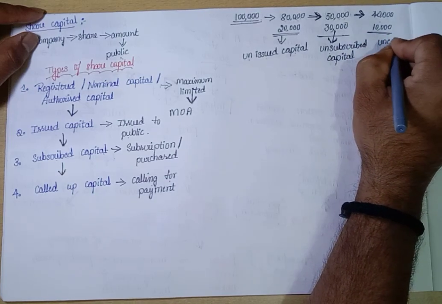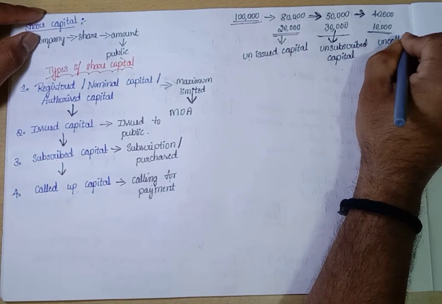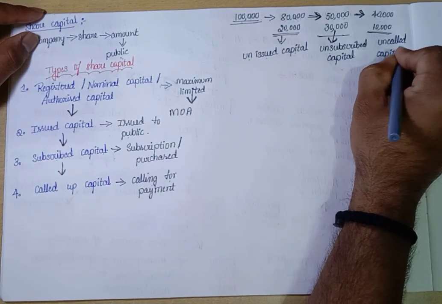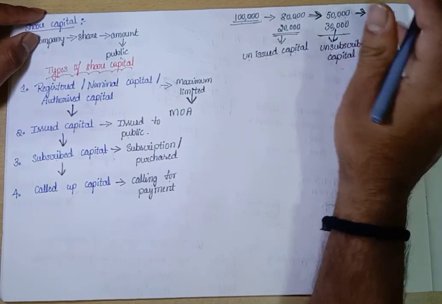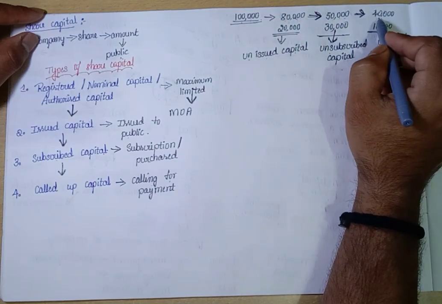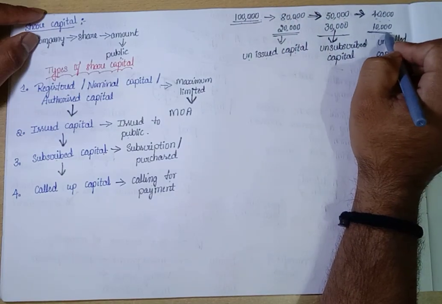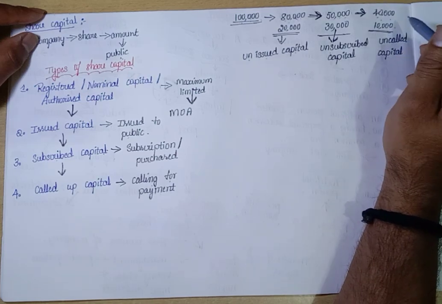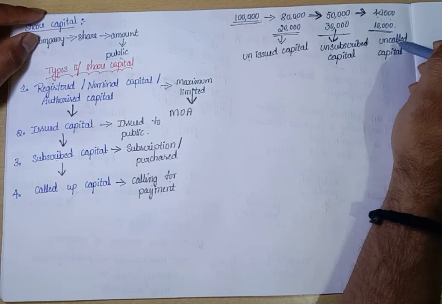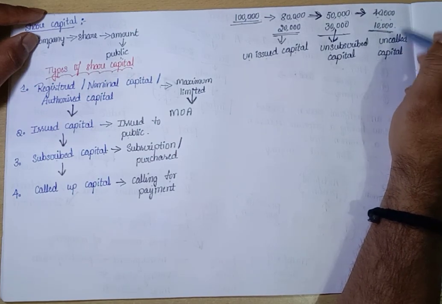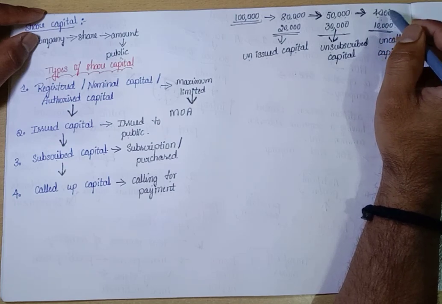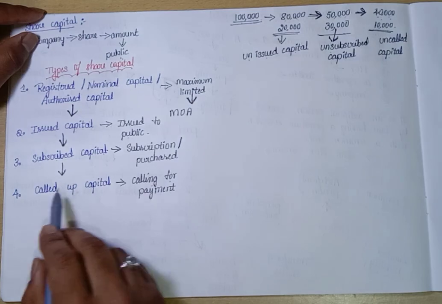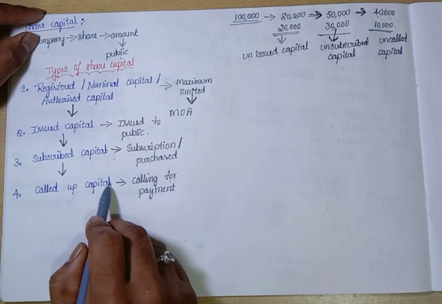Uncalled capital. So out of 50,000, I am immediately asking to pay 40,000, and the remaining 10,000 later. After certain days I will ask; till then this 10,000 remains uncalled capital. The 40,000 I am calling from the public is called up capital.